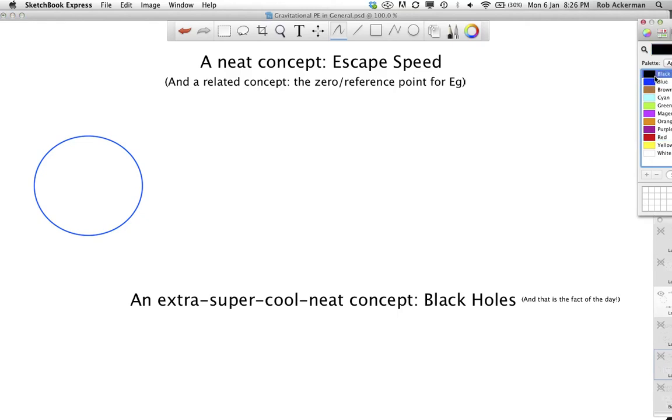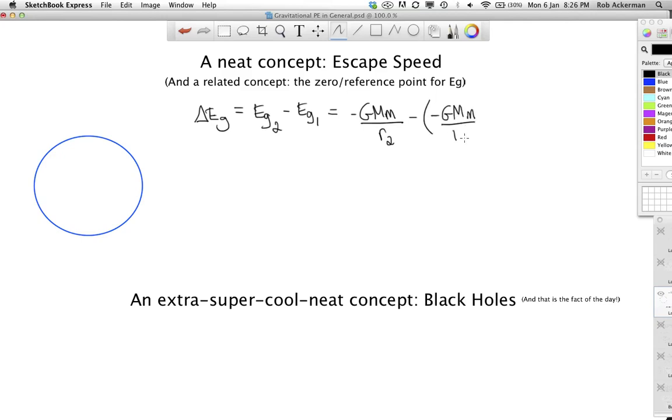Okay, I've started this. Let's use it. So what is our delta Eg going to be? Well, we can say delta Eg will be Eg final minus Eg initial, which of course, as we've seen, is negative GMm, big M, little m is what we've been using, over R2 minus negative GMm over R1.